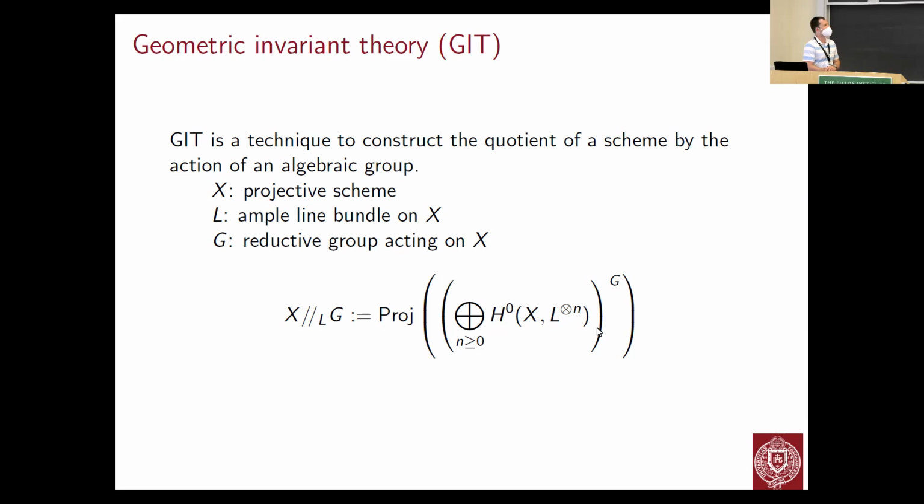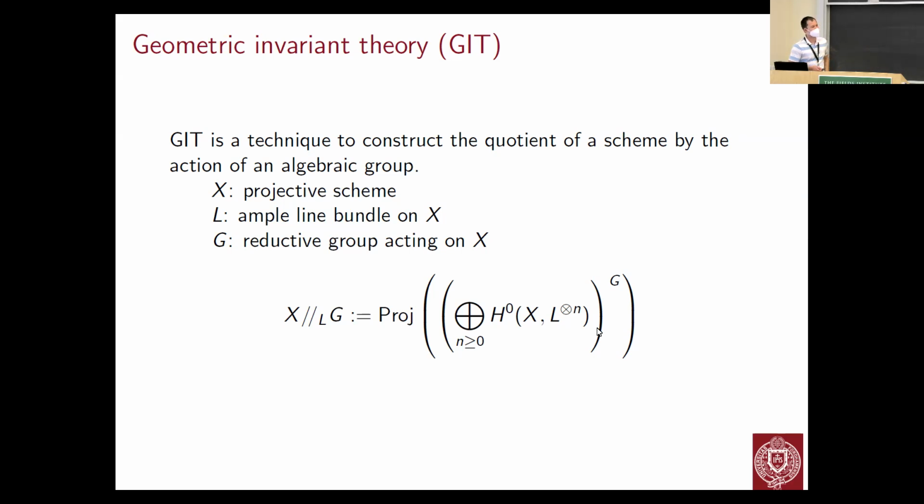So if you have a projective scheme X, for us it's going to be a Grassmannian today, and an ample line bundle on your X, we naturally have the Plücker line bundle on our Grassmannian, and you have a reductive group acting on X, for us it's going to be SO10. The GIT quotient is just Proj of the ring of G-invariant sections of your line bundle. Okay, so that's a ring. Because our group is reductive, that ring is going to be finitely generated, so we'll get a scheme. But what are its properties?